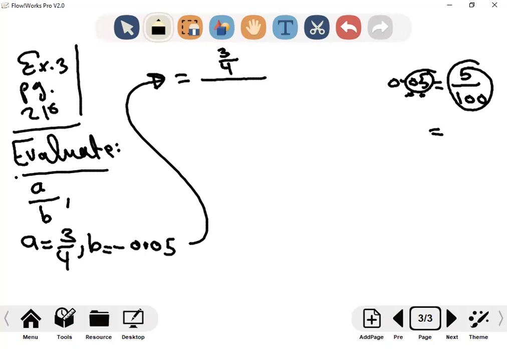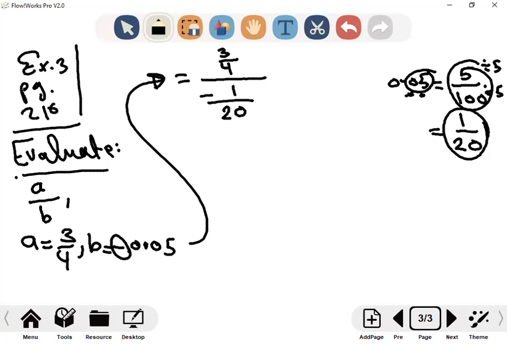Get it? So here, 5 over 100, both can be divided by what? By 5. This will be 1 over 20. So take it and put it in the place of the mean, but don't forget the negative. Negative 1 over 20, right? Done. Now what do we have here?